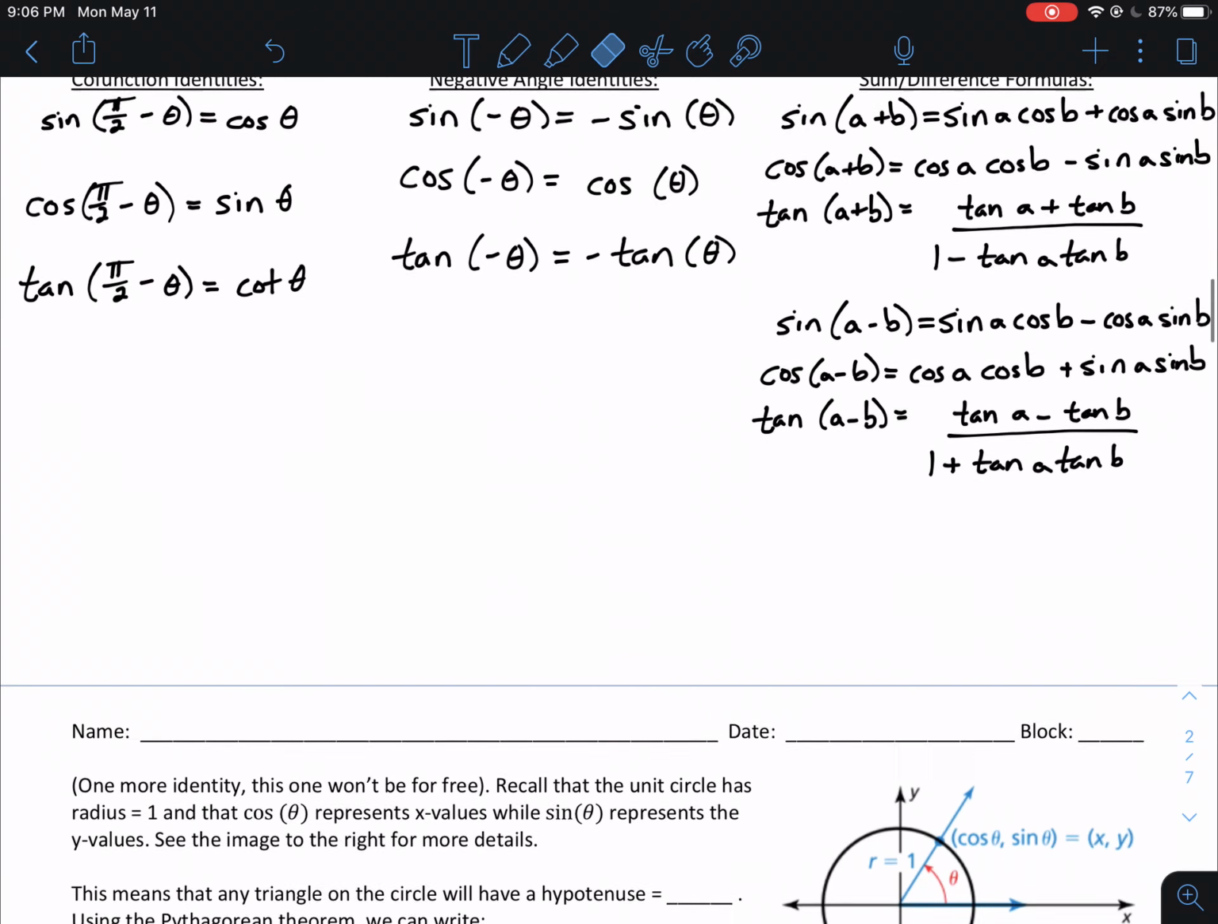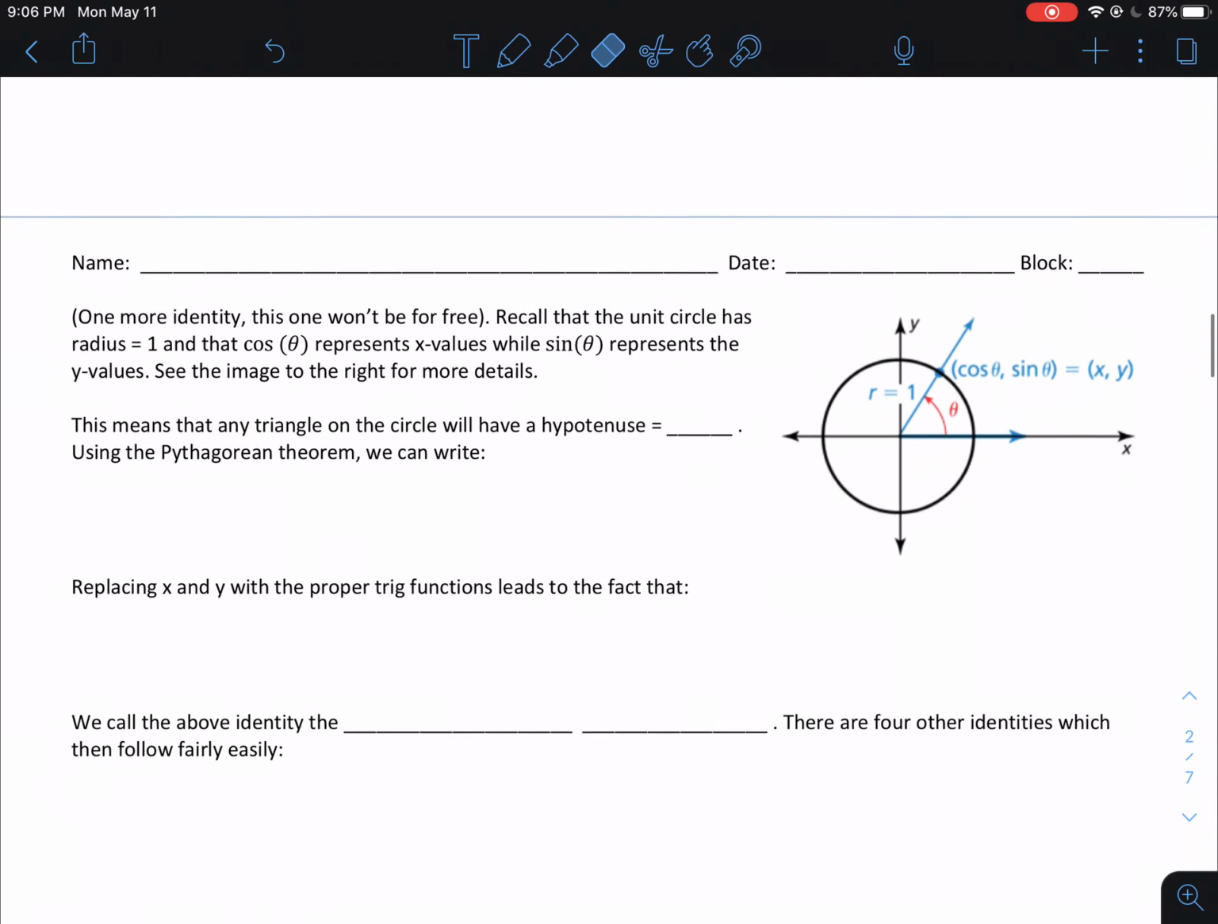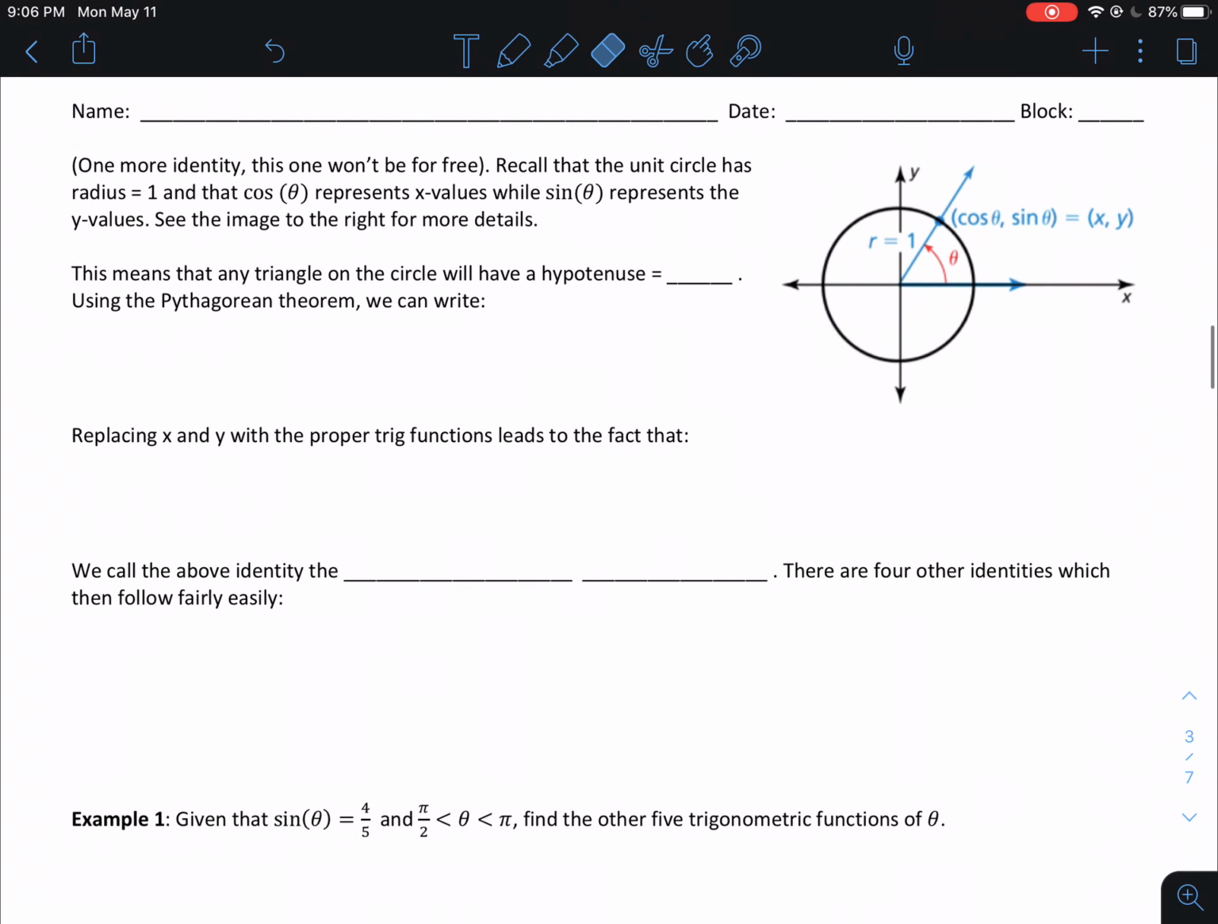Now, there is one more identity that I want to show to you, but I'm not going to give you this one for free. We're going to have to do a little bit of work for it. So let's recall the unit circle has a radius of 1, and that the cosine of theta represents the x values, the sine of theta represents the y values. And if you need a picture of that, you can look over here on the right of the notes to see what that looks like.